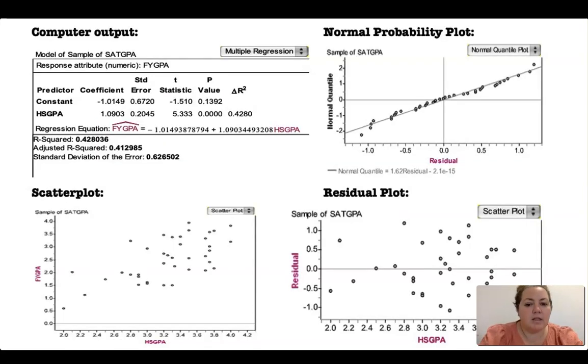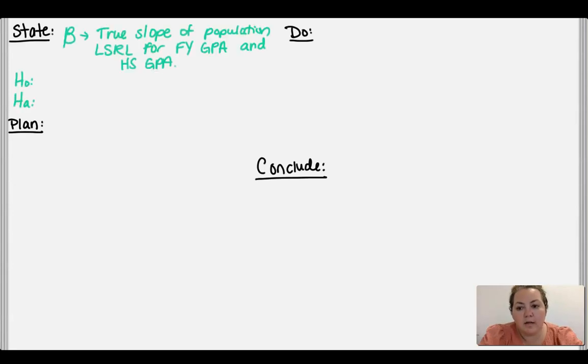Here is everything that they're giving us for this problem. So they've given us a computer output, the normal probability plot of the residuals, a scatter plot of the original data, a residual plot. So we have a whole bunch of stuff that we're going to use to check the conditions here. All right, so here's all our important pieces from that computer output. So we're going to do the test. So state, plan, do, conclude for a test.